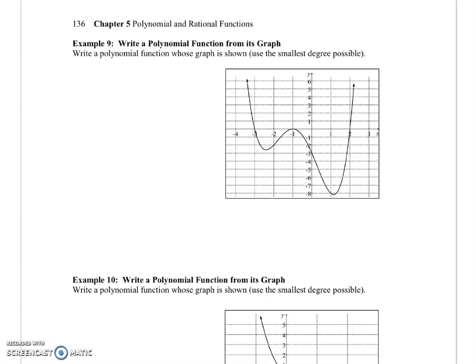Now let's talk about how we write a polynomial function from the graph. And these will always say, at least for our purposes right now, use the smallest degree possible. So that means that our only option for multiplicities is either 1 or 2.